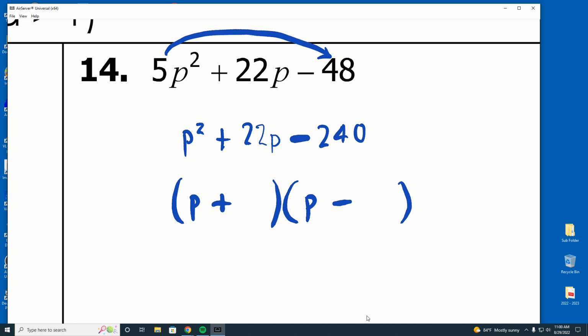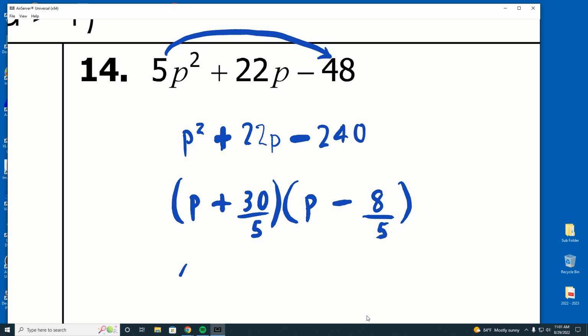Now look, what sign wins in the middle? Positive. So positive has to go with my bigger factor. So it's plus 30, it's minus 8. But are these my factors? No. We take these, and here's the under part. You put the 5 under them.